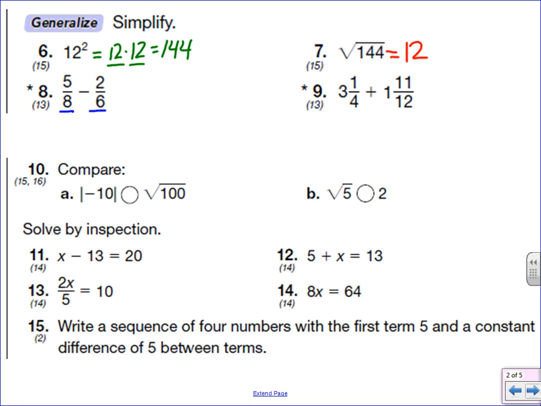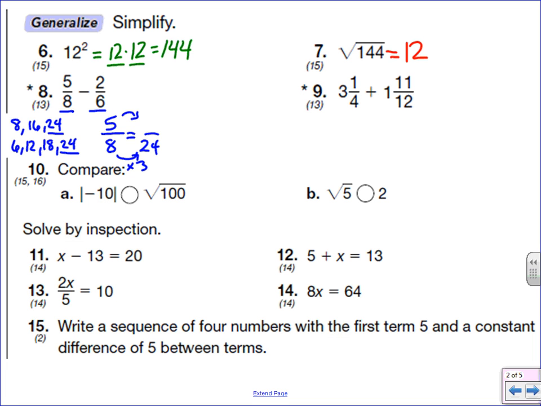So 8's multiples are 8, 16, 24. 6's multiples are 6, 12, 18, 24. So they both can go into 24. So I'm going to convert the 5/8 to be something over 24. So then I say, how do I go from 8 to 24 by multiplying? Well, 8 times 3 would give me 24.